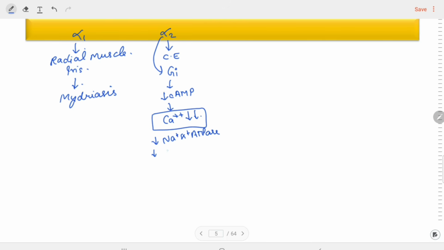It will lead to a decrease in the chloride channel, and a decrease in the bicarbonate ion, and all these reactions are important in the formation of the aqueous humor. So the decrease in calcium will lead to a decrease in all the processes, and that will lead to a decrease in aqueous humor formation.